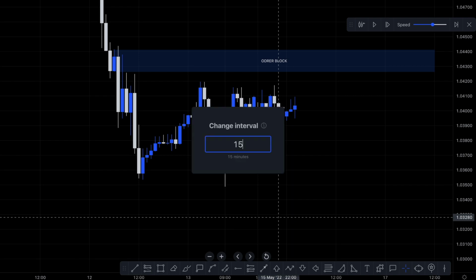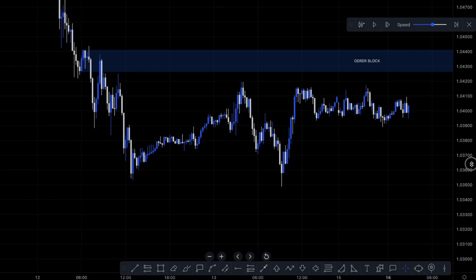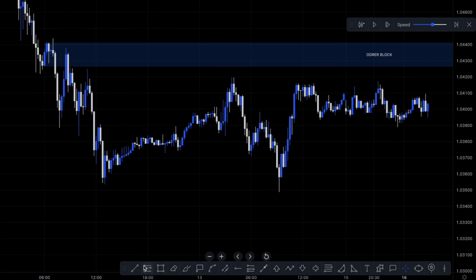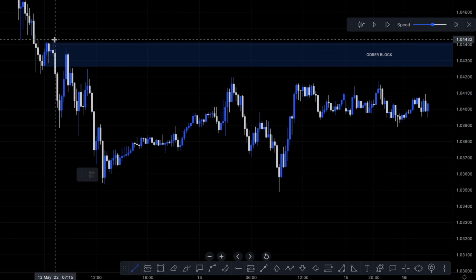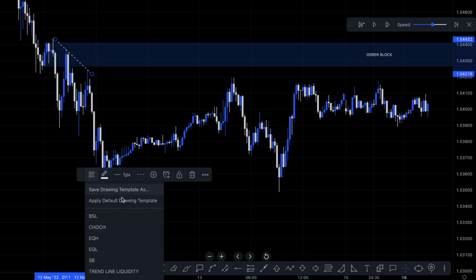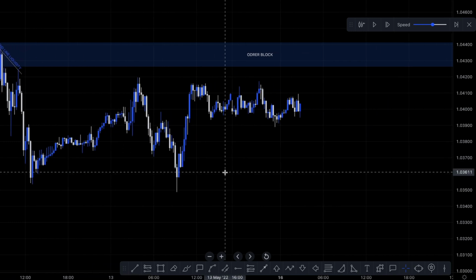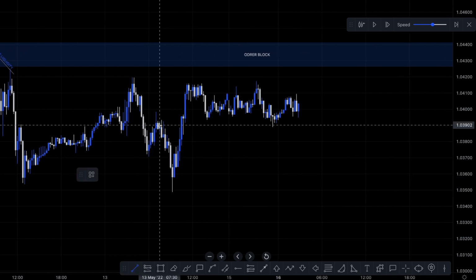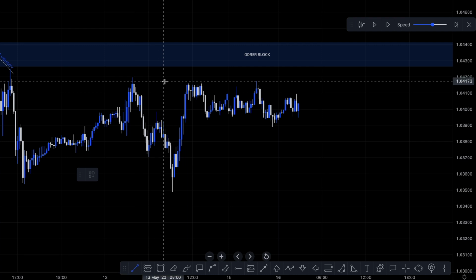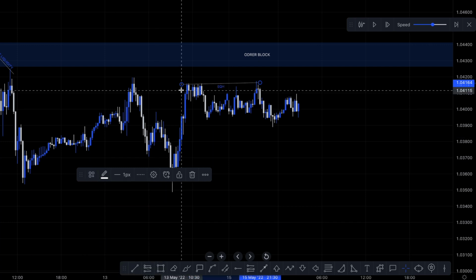I moved on to my 15-minute just to see what's going on on the 1 hour time frame, where I realized that there was a level of trend line liquidity right here. So I highlighted that trend line liquidity there. I've realized as well that there were some equal highs within this area, and equal highs already, it's money, right?